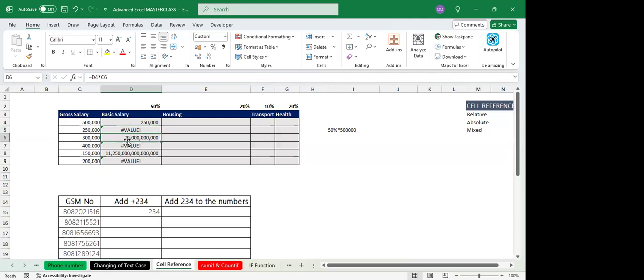Let's move down a bit. If I move down to this particular cell, it means that I'm having D4, which is now 250, multiplying C6, which is 300. So I'm saying 300 times 250, which is what? 75 million. But my intention is to actually find 50% of 300. You understand it now?